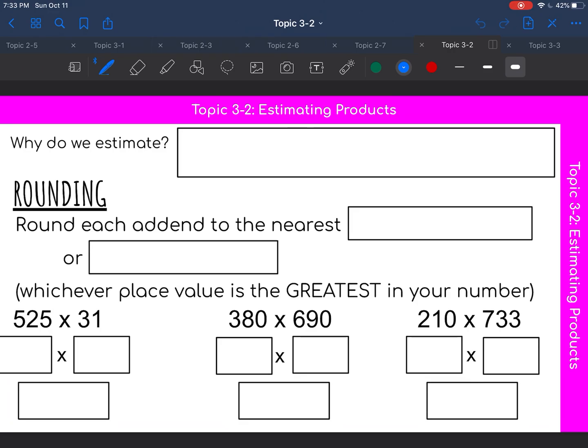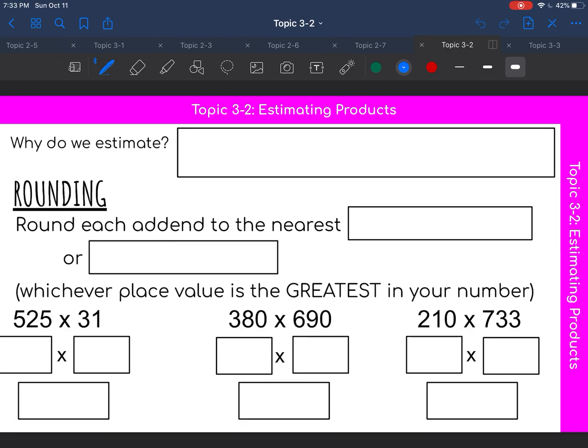Hello, fifth graders. Before we get into actually multiplying multi-digit whole numbers, we're going to talk about first estimating products. Remember, the word product stands for the answer to a multiplication problem. Just like when we were adding and subtracting decimals, I asked you guys, why do we estimate?